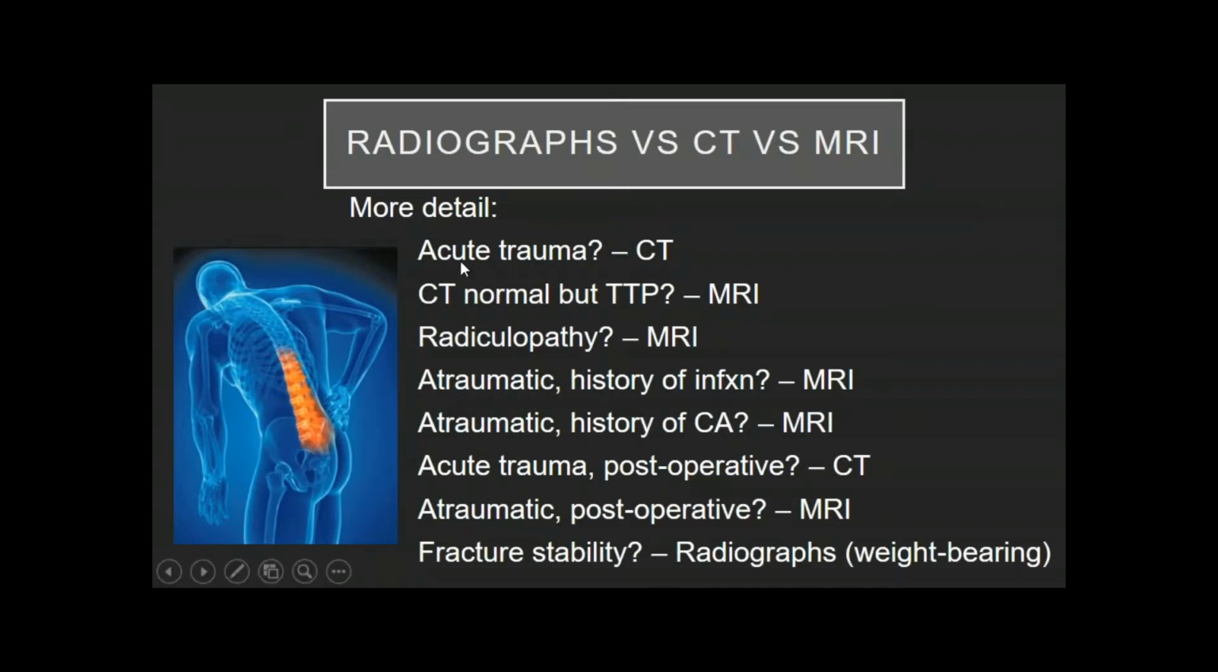These are just a bunch of different situations. So acute trauma, CT. Is the CT normal, but they still have tenderness to palpation? Then again, you can think about those non-displaced fractures that we saw an example of earlier. You can get an MRI. If they have nerve pain that's shooting down their leg, you're going to think about getting an MRI again. So anything atraumatic, question for infection, question of cancer, those sorts of things, you want an MRI. Anything traumatic, you're going to want to think about a CT. And then if you're going to be looking at fracture stability, again, you want an exam that's going to look at motion. So radiographs are going to be your go-to exam because you want to look at motion.